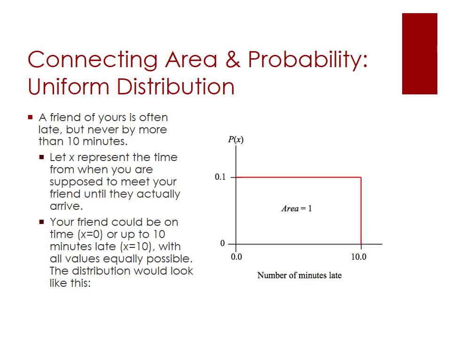So here we have our hypothetical situation of a friend who's often late but never more than 10 minutes. Here we're going to have our x represent the time from when you were supposed to meet your friend until they actually arrive. So we've got our variable specified, and they can be anywhere from 0, which is right on time, all the way up to 10 minutes late. So the distribution would look just like this rectangular distribution here on the right.